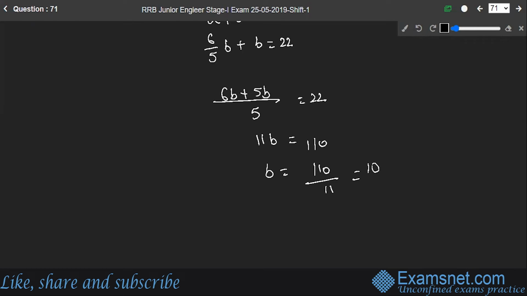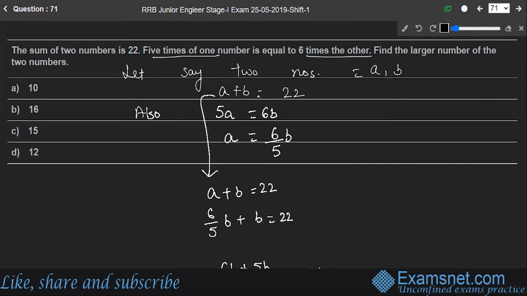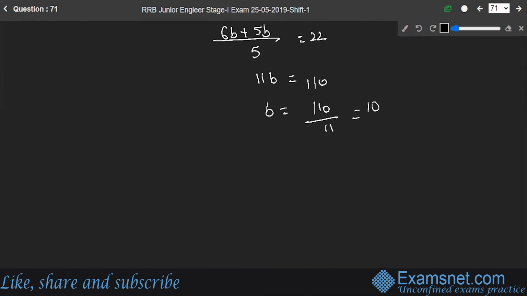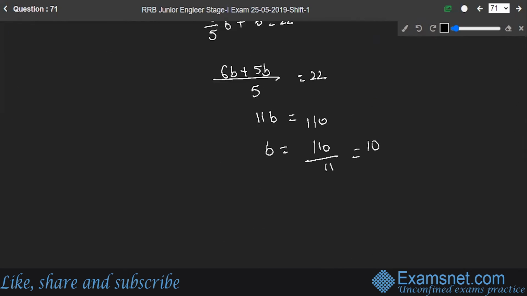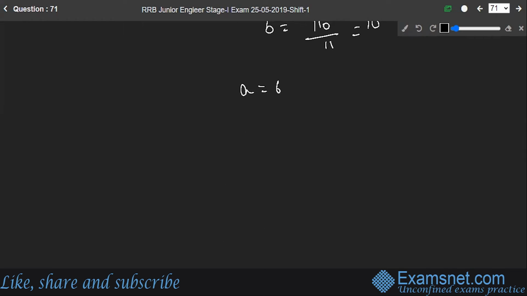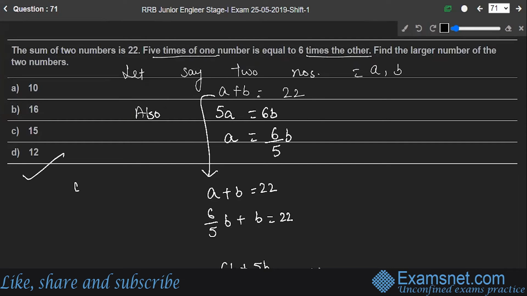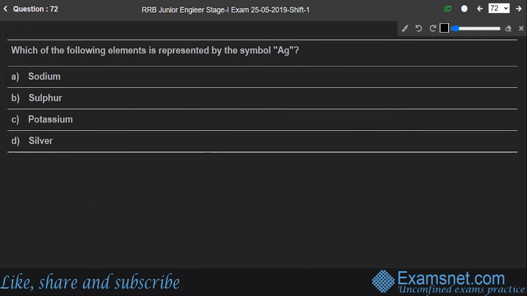Okay. What you had to find out was the larger number of the two. Let's find out. You had A as this. So A was equal to 6 upon 5 B. So 6 upon 5 into B is equal to 12. That's the larger number, 12. Option D, right answer to the question. Hope you got that. Next is question number 72.